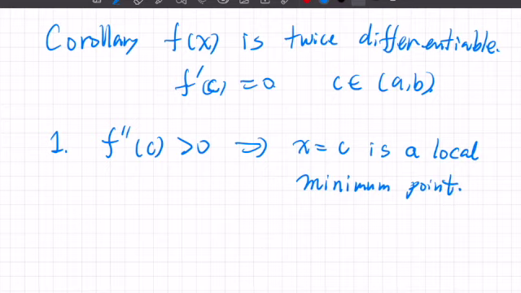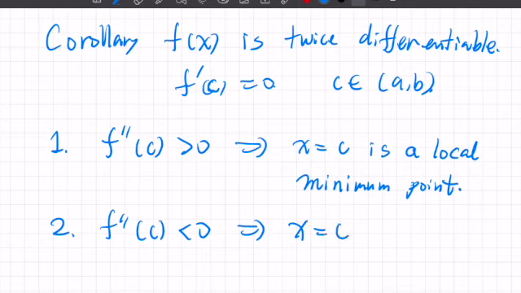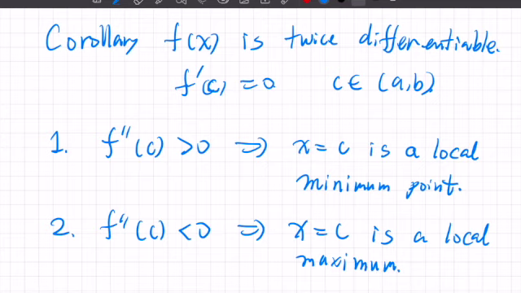So that means f of c takes a local minimum value. And 2, that's actually opposite of this. F double prime of c is less than 0. If it's negative, then this point c is a local maximum. Alright, we prove only part 1, and part 2 is very similar.